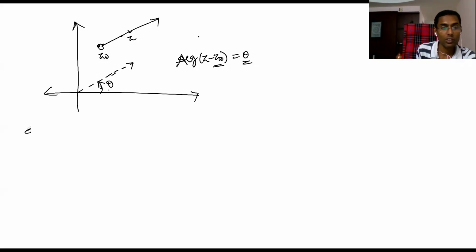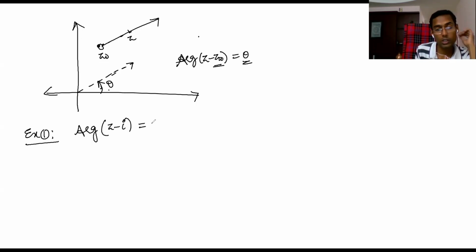I'll give you an example now. Okay, so I already gave an example. You can write it like this also: argument of z minus i equals, let's say, 2 pi by 3 or 2 pi by 5. Let's take 2 pi by 5. So this is a little difficult. All right, so 5 pi by 6. Let's take 5 pi by 6.